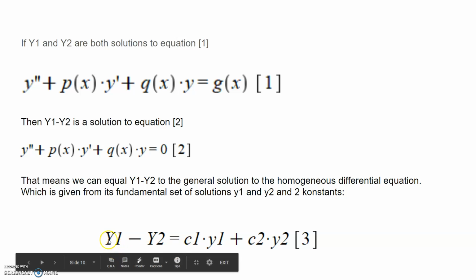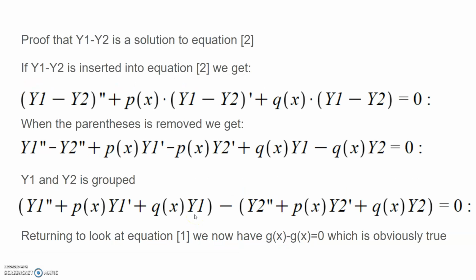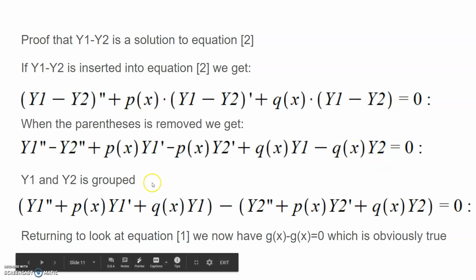So it might not be obvious why Y1 minus Y2 is a solution to equation 2. So I'm going to explain that, or prove it, by placing Y1 minus Y2 into equation 2. So we start by just inserting Y1 and Y2 into equation 2, and get this. Then we remove the parentheses under this statement. And finally, we group Y1 and Y2 together, and get this one down here.